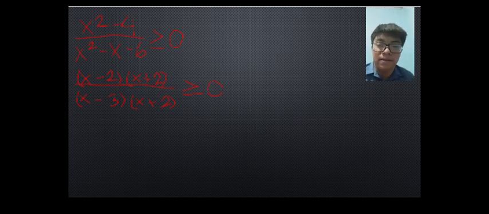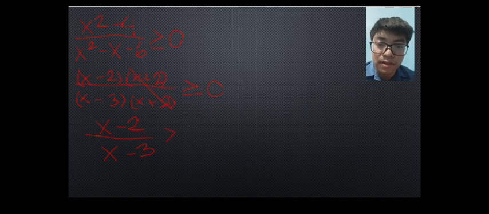Now simplify it. We cancel x plus 2 algebraically. But we must remember, x is not equal to negative 2 because it makes the original denominator 0. So, the simplified form with restriction is x minus 2 over x minus 3 with x not equal to negative 2.